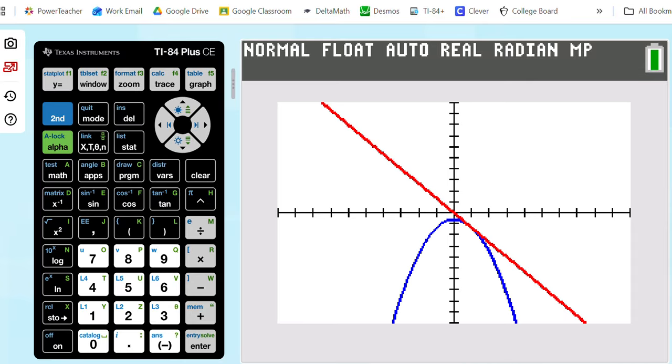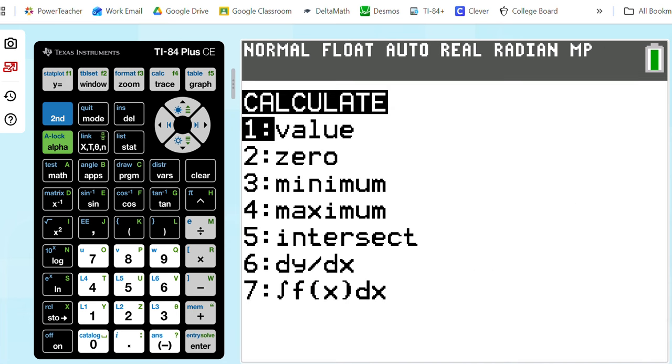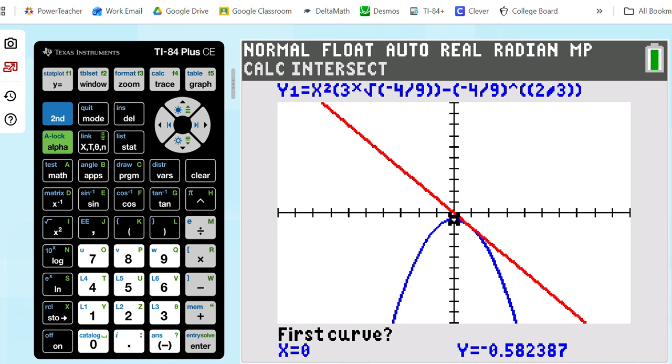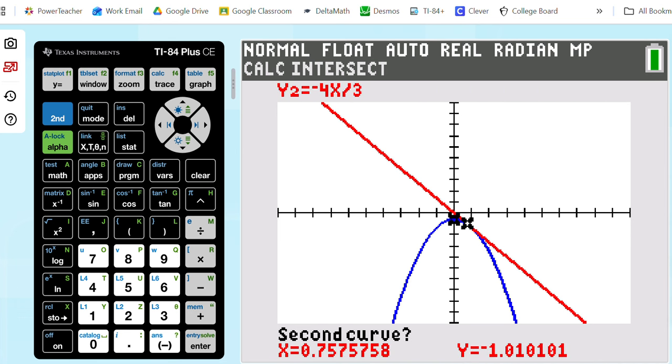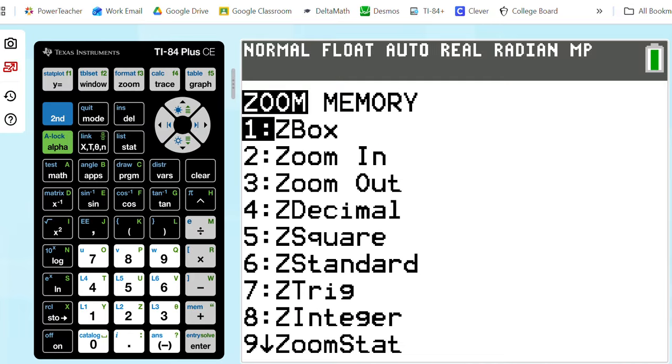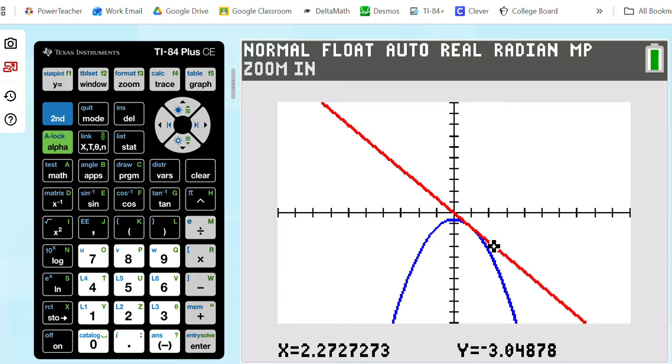And if we look, it looks like they most likely have an intersection point over here. We'll hit second, calculate, option 5, intersect. Looks like they have an intersection point there of 0.8735797. I'm going to zoom in around that point, or at least somewhat close to that point.